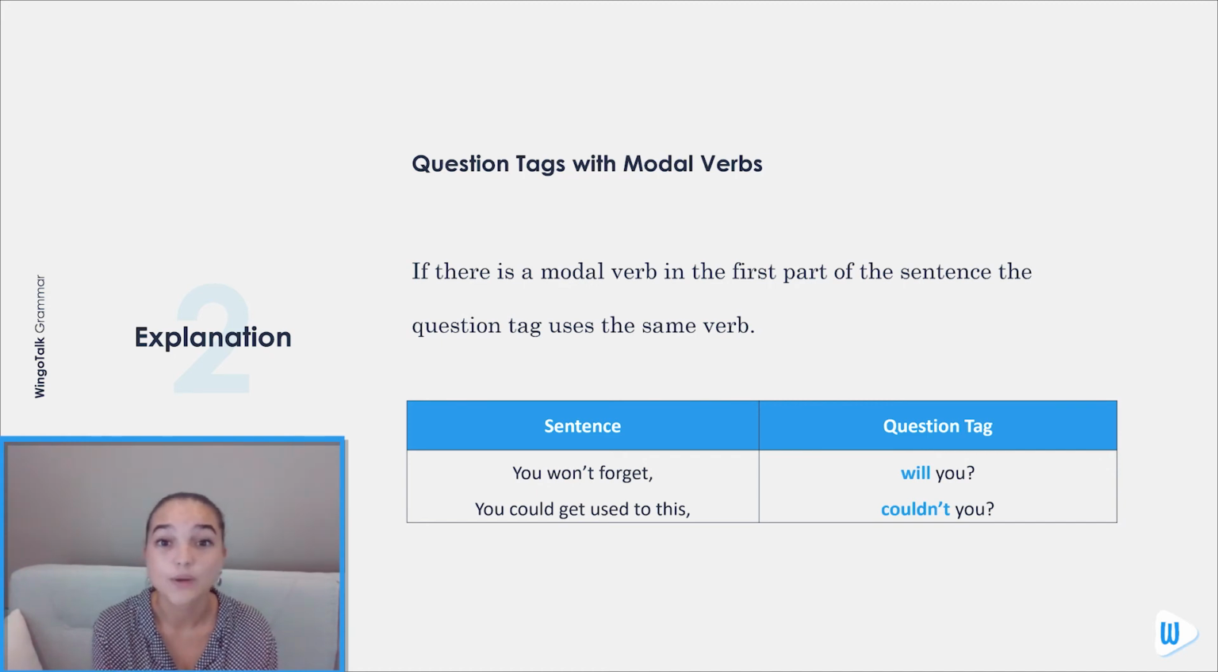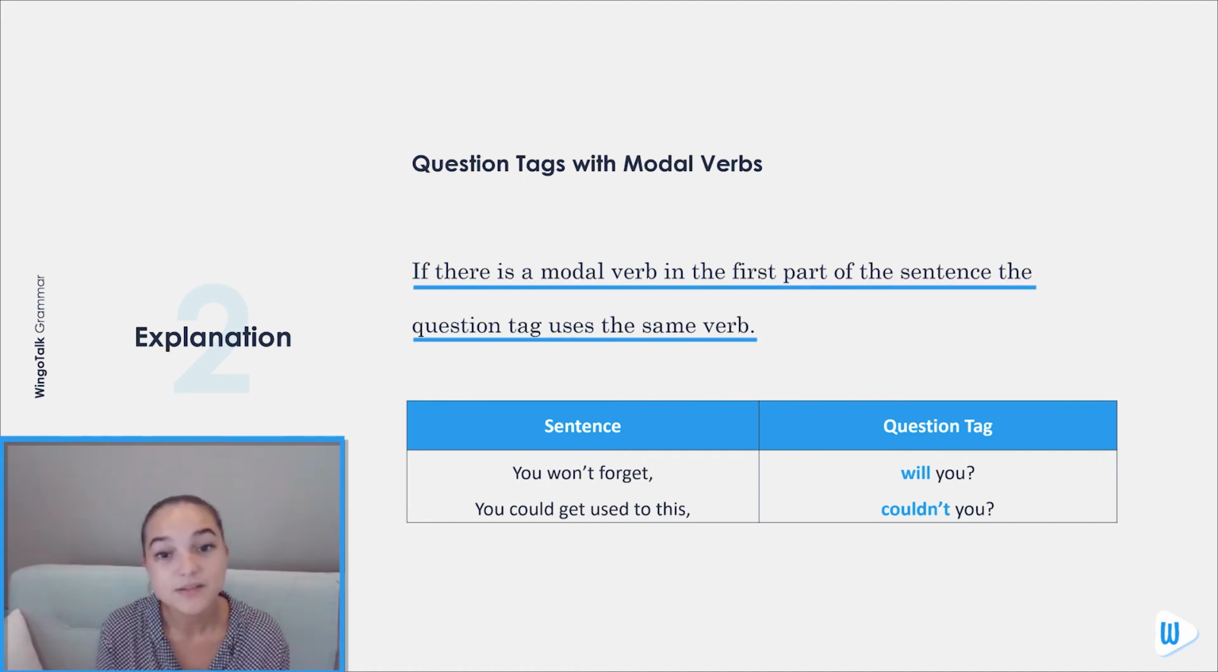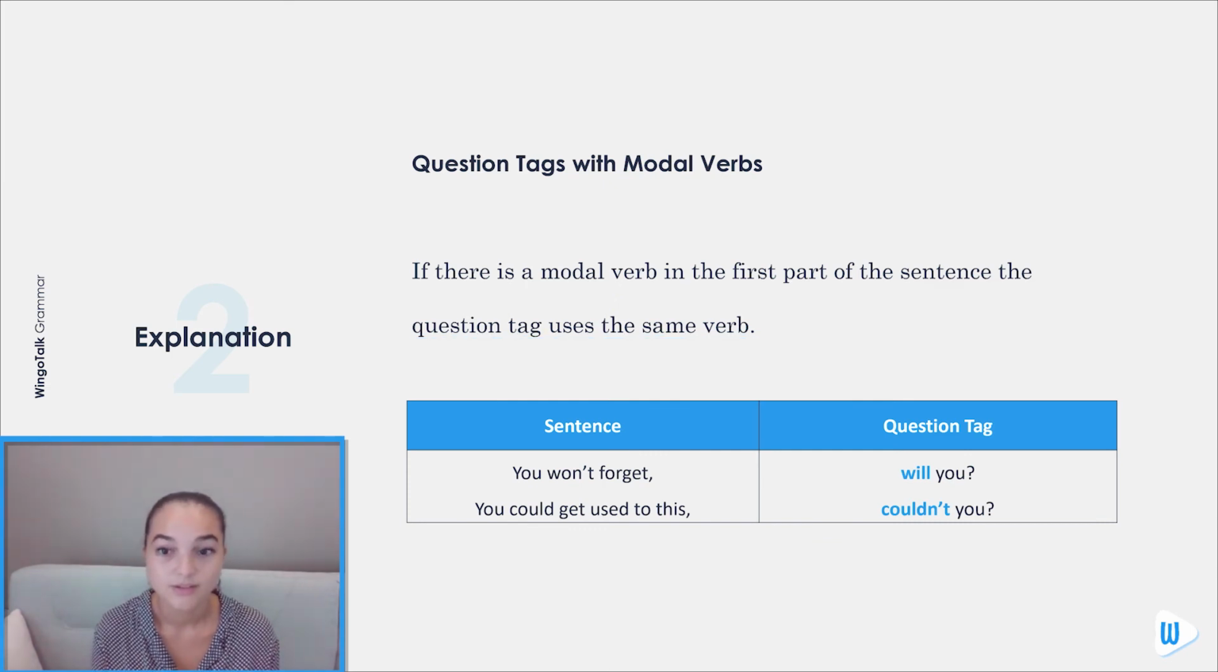Question tags with modal verbs. If there is a modal verb in the first part of the sentence, the question tag uses the same verb. For example, you won't forget, will you? You could get used to this, couldn't you?